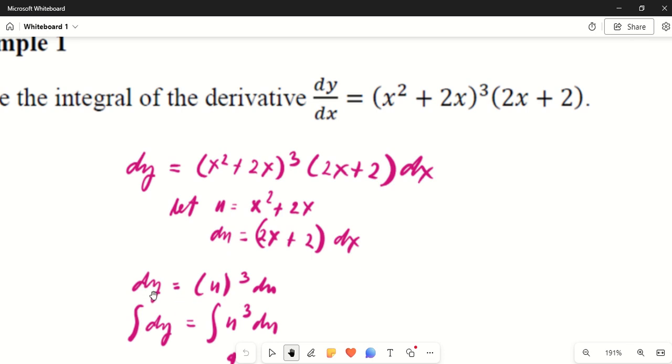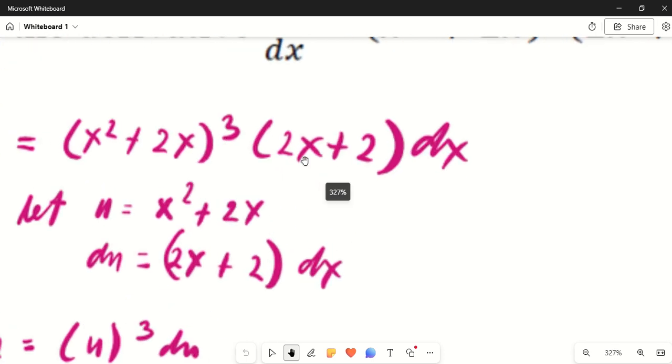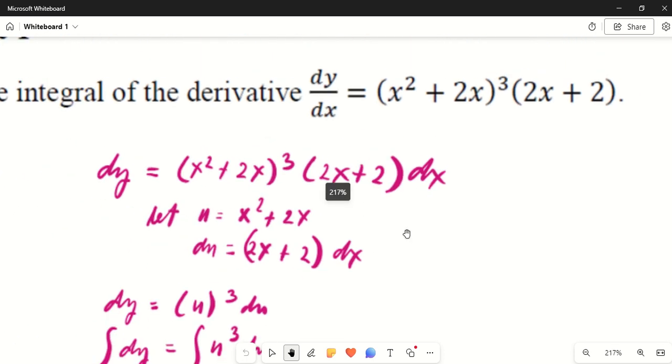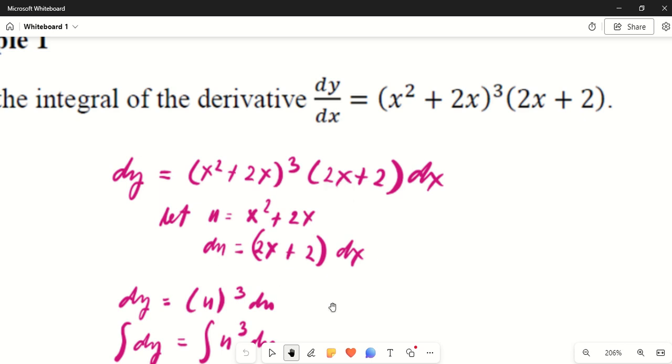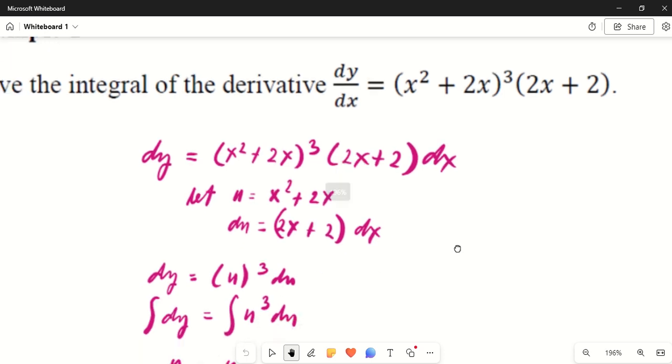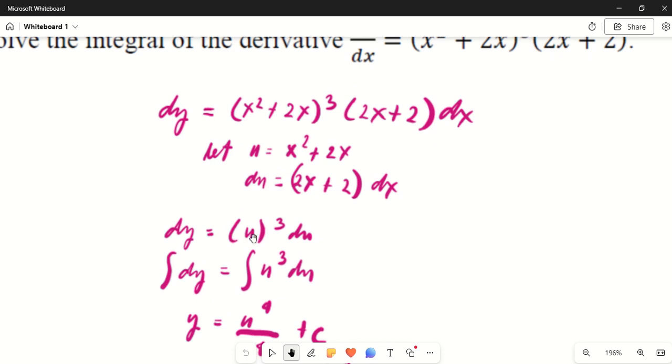Okay, so we have your dy. This is definitely equal to u raised to the third power. How did it happen? You replace your x squared plus 2x with the arbitrary variable u, so you'll be having u raised to the third power. And at the same time, your expression here, 2x plus 2 dx, can be replaced with du. Hence, we have the equation dy is equal to u raised to the third power du.